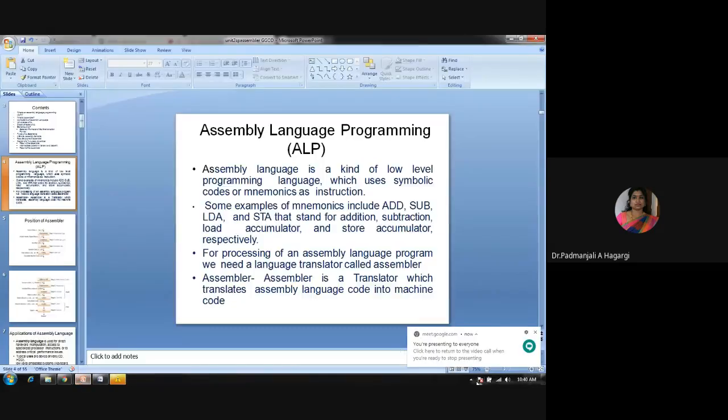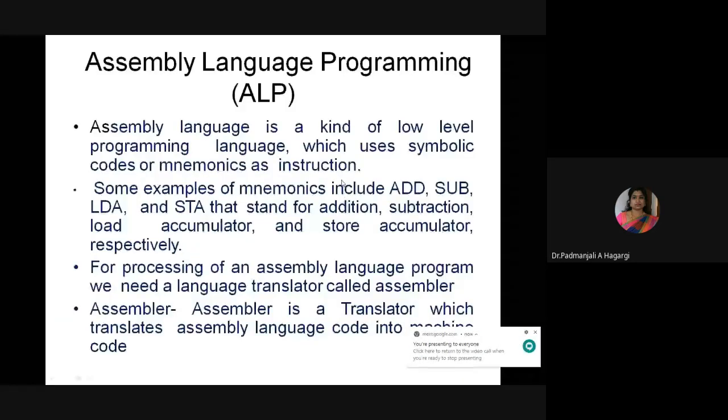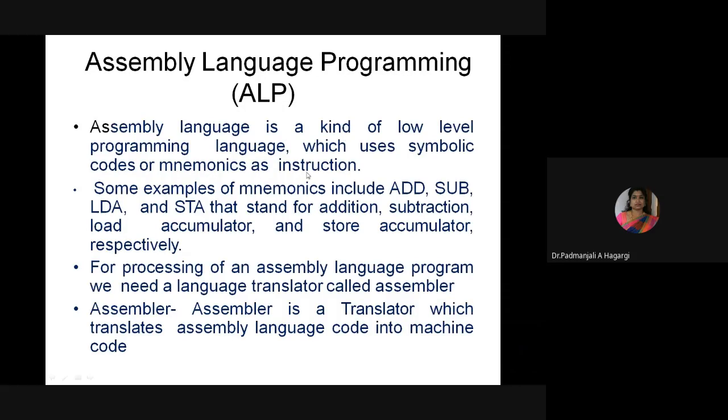Once again, I begin. Assembler, assembly language. What are the elements? Elements are opcode, operands. Opcodes are mnemonic instructions or mnemonic codes. Operands are used by the opcodes to get the results or the actions we want to do. And data declarations. These are the elements. Before the elements, let me recall assembly language. It is a low-level language which uses symbolic codes or mnemonics as instructions like load, store, add, sub, load into accumulator, store into accumulator, and many more.